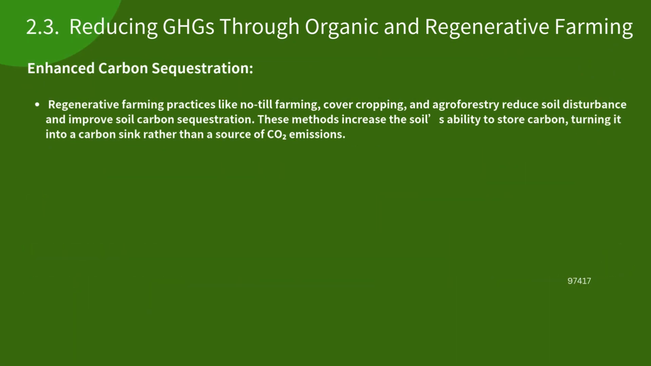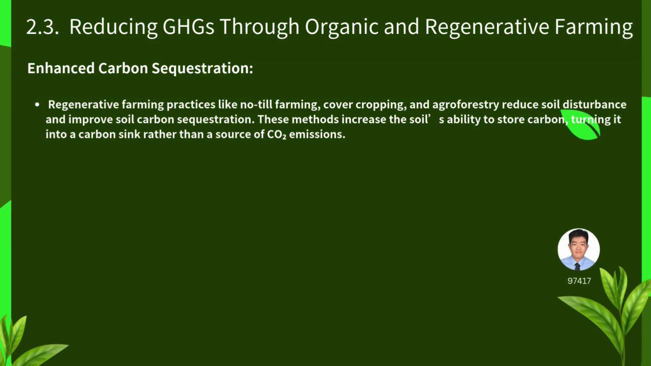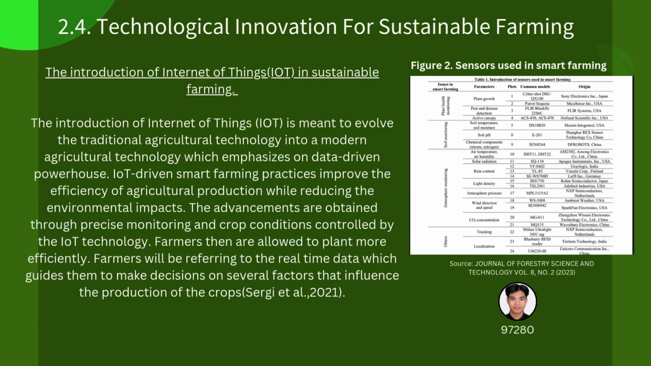Lastly, regenerative farming can also reduce greenhouse gas emissions by enhancing carbon sequestration. Regenerative farming practices like no-till farming, cover cropping, and agroforestry can reduce soil disturbance and improve soil carbon sequestration. This method can increase soil stability to store carbon and turn it into a carbon sink rather than a source of carbon dioxide emission.